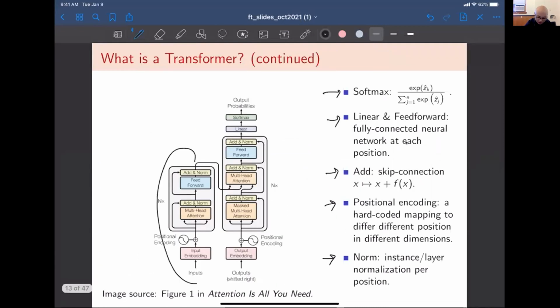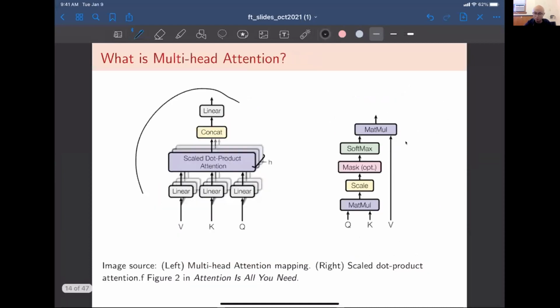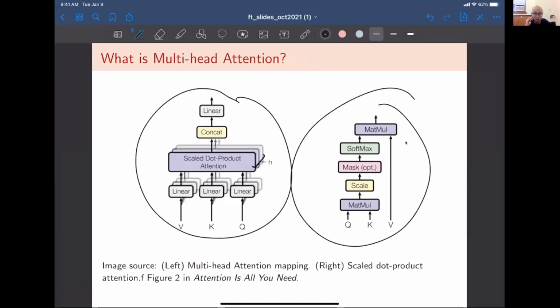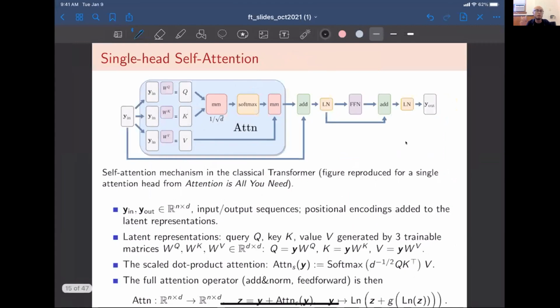So let's consider this part. This is the encoder part. We don't need the decoder, because the decoder is more for translation tasks. So we only need the encoder part. The encoder, in essence, is a sequence-to-sequence model, and the key is the multi-head scaled dot-product attention. To better serve our community, I reproduced this figure. This is for a single head. So let's consider just a single head. What happens here?